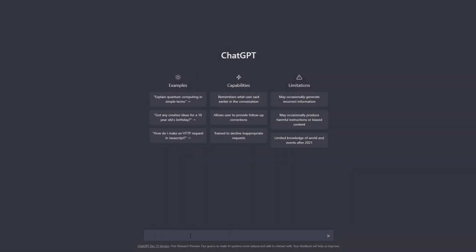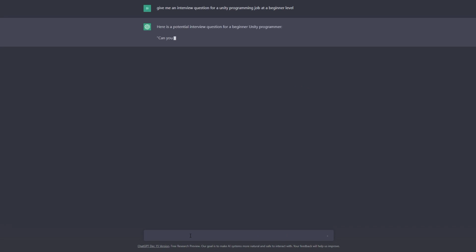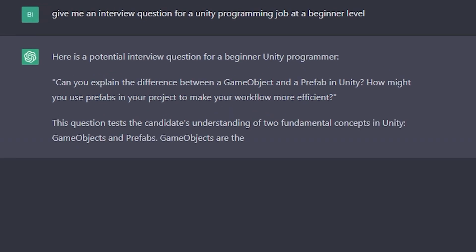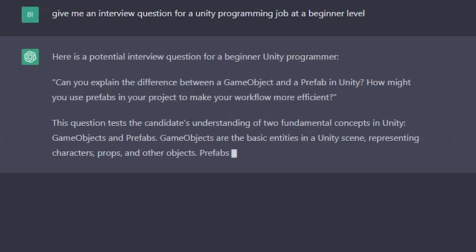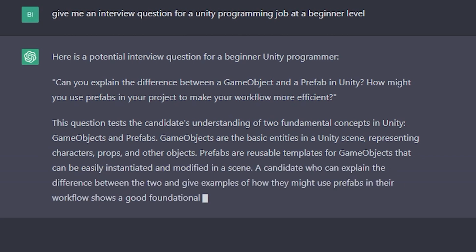Let's start with the prompt structure. I found during my testing that writing a prompt such as "give me an interview question for a Unity programming job at a beginner level" worked as much as it would give me a relevant question, but it would also give me the answer and sometimes what it was looking to test in the candidate. Now, if I was the interviewer, this would be most helpful. But as the interviewee, I want to test my knowledge and not my power to read.